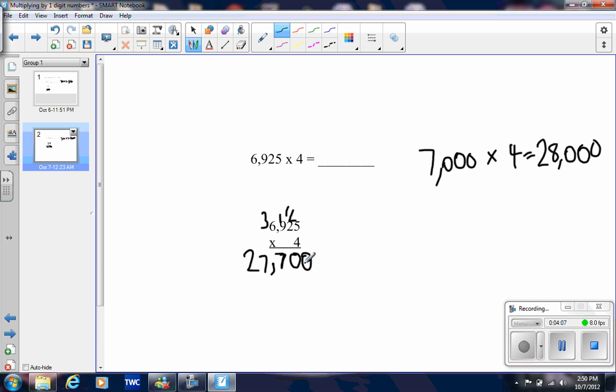So I got 27,700. Looking at my estimate, I was expecting an answer around 28,000, and I was expecting it to be a little bit less than that because I actually rounded up. And so my estimate and my real answer actually line up pretty well. Right? So this is how you multiply one-digit numbers times whatever they give you.